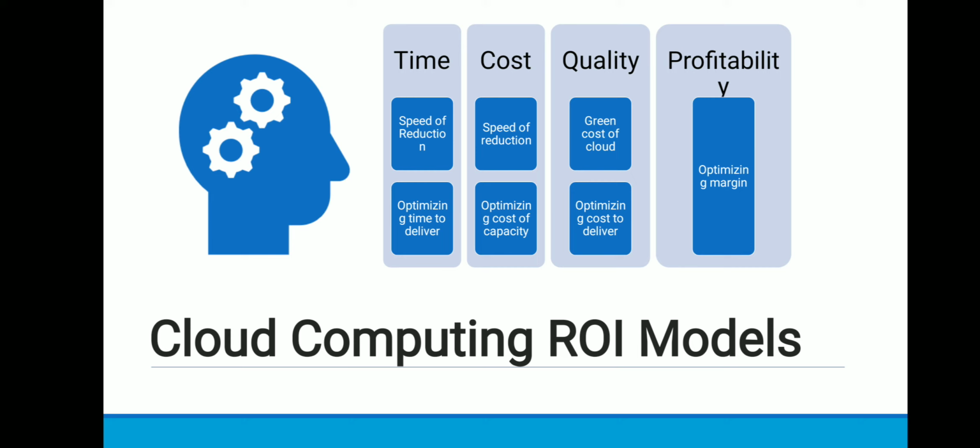Then optimizing time to deliver or optimizing time to execution from the quality perspective, so increase in provisioning speed, reduction in supply chain cost, speed of multi-sourcing. Then the choices of flexibility or different options that you have. The last one is from the profitability perspective, which is increase in revenue profit margin from cloud adoption.